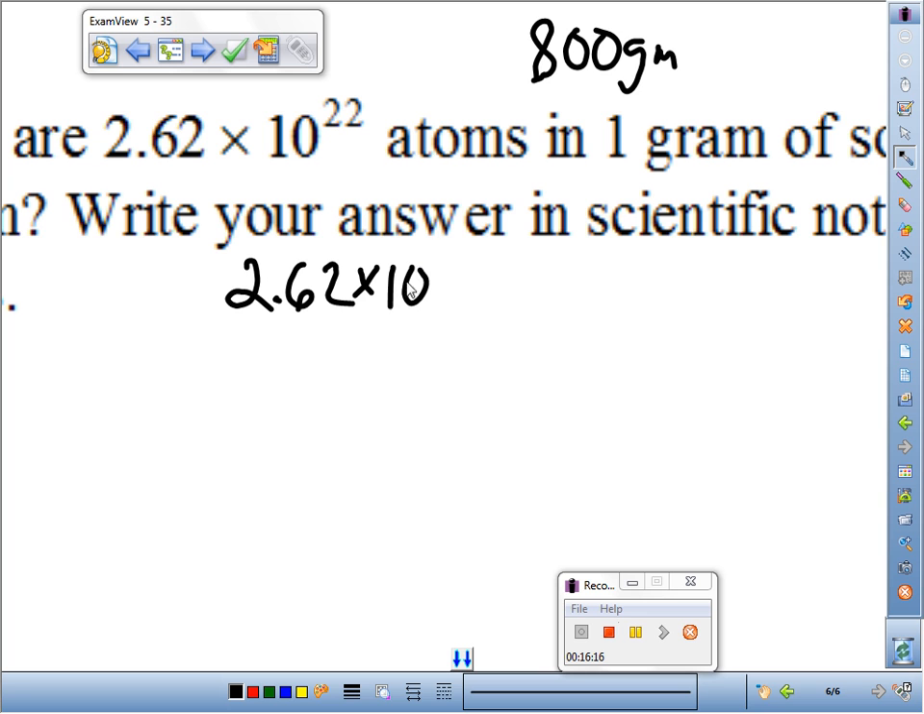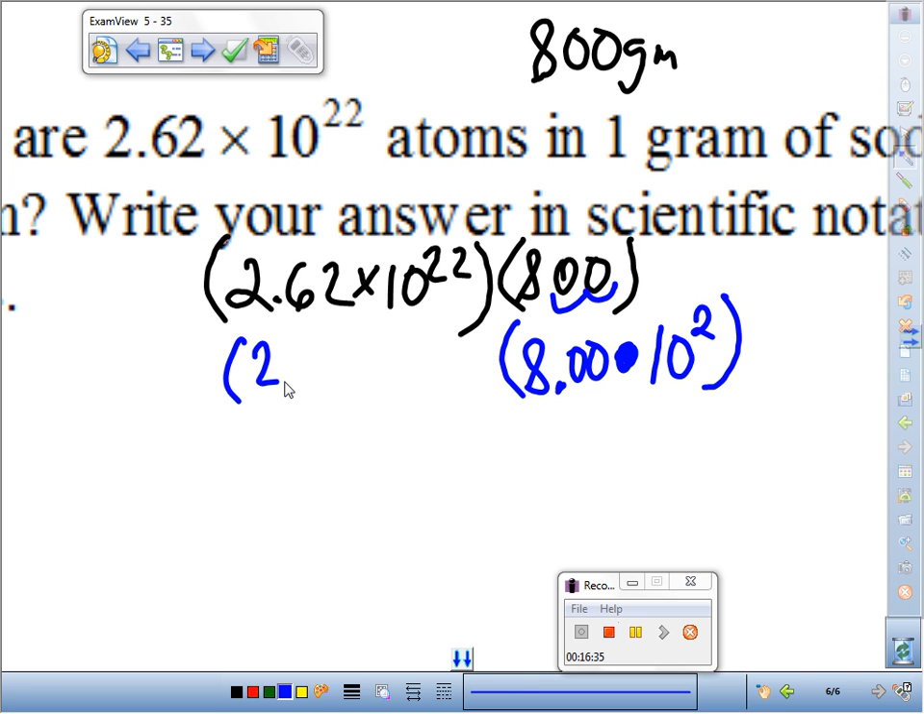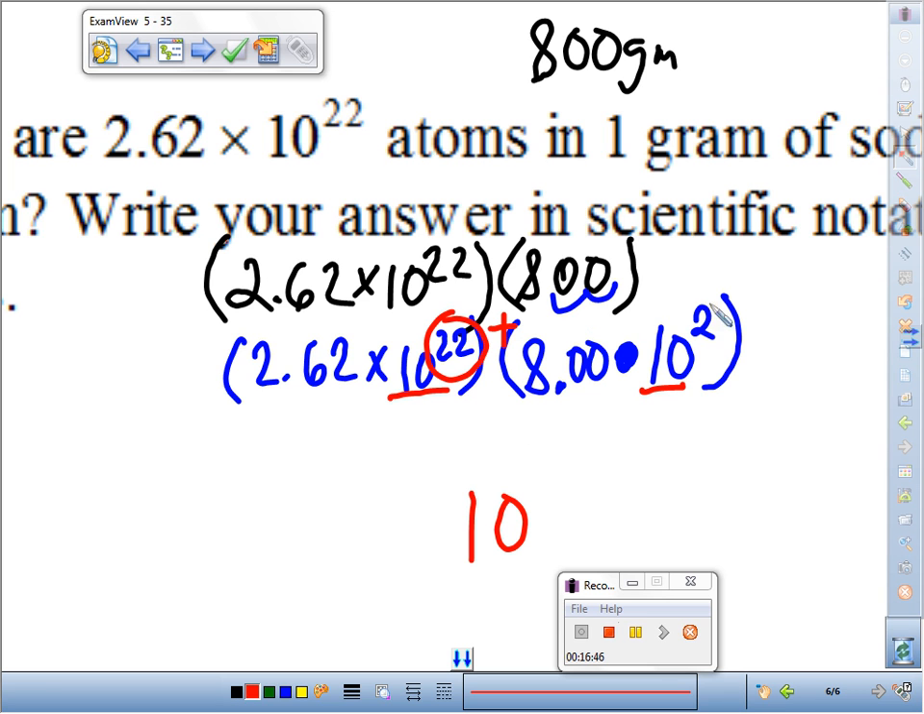2.62 times 10 to the 22nd times 800. But we need to change 800 to scientific notation, so I move the decimal twice. So this is 8.00 times 10 to the second, because I move the decimal twice. I bring this down. 2.62 times 10 to the 22nd. From there, I identify same bases. These are the same. And I add the exponents. So that becomes 10 to the 24th times. And now I just need to multiply this one times this one.